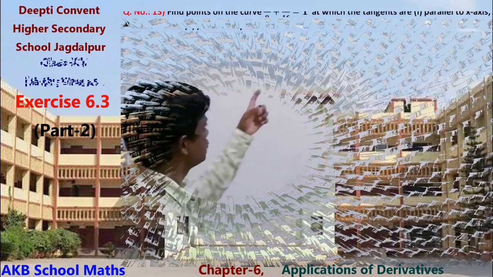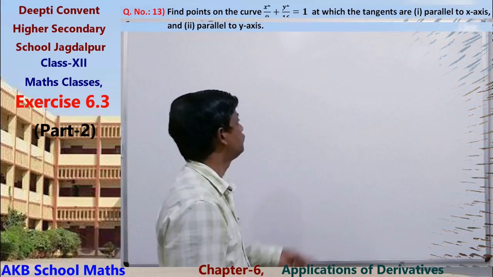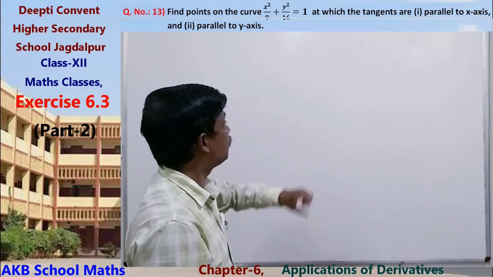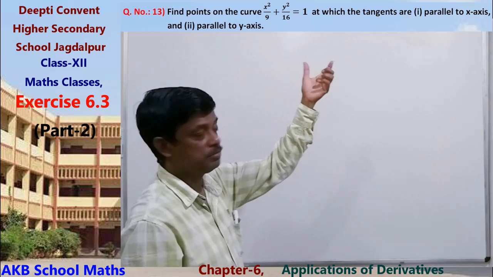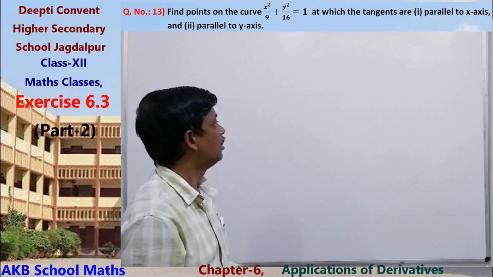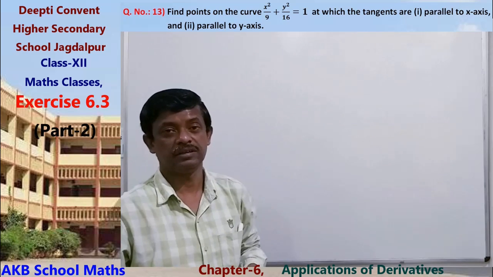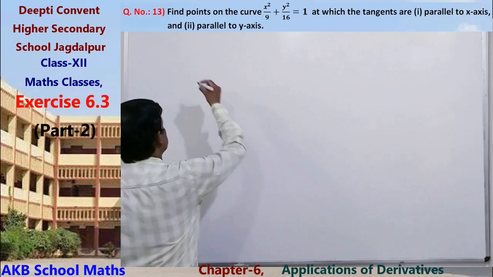Take question 13 of exercise 6.3. Find points on the curve, an ellipse, x square by 9 plus y square by 16 equals to 1, at which the tangents are parallel to x-axis, parallel to y-axis. Okay, so let us solve it.